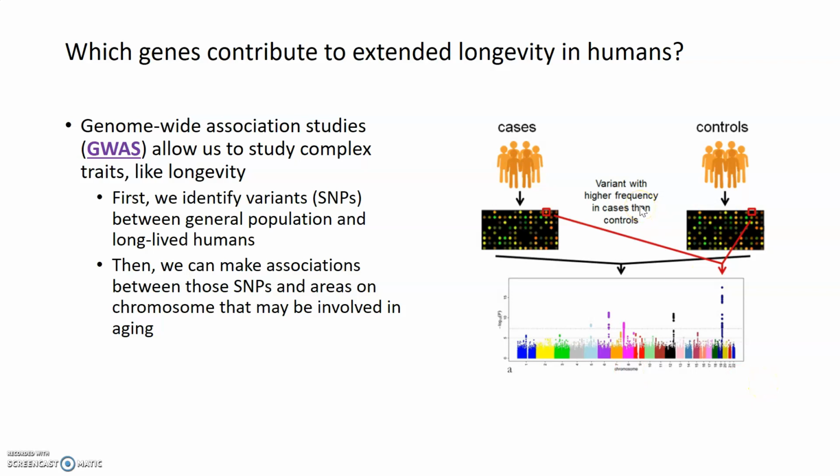And so when we are studying aging, we'll have a group of long-lived or older individuals like centenarians, and we'll compare them to the general population. We'll take genome sequences from all people who are long-lived and genome sequences from the general population and compare all of these sequences to each other to look for differences or variants. And these variants are what are known as SNPs, or single nucleotide polymorphisms. We're basically just looking for things that are different between the longer-lived people and the general population.